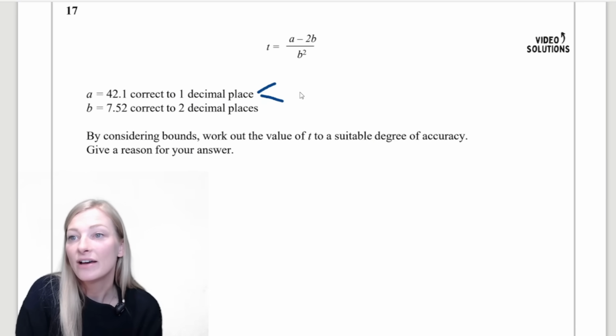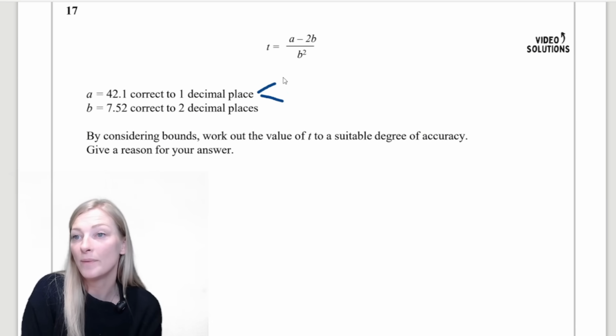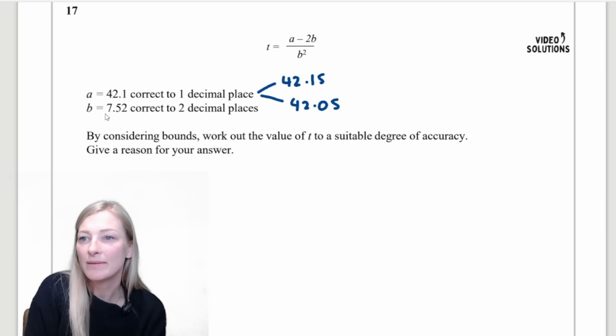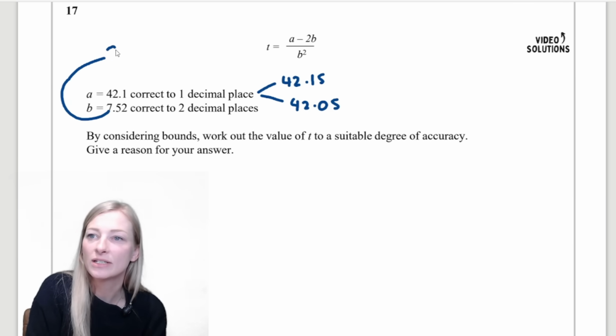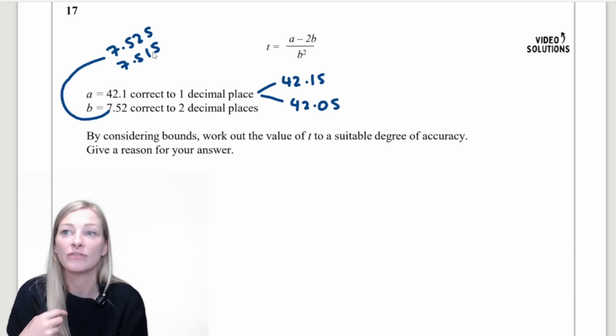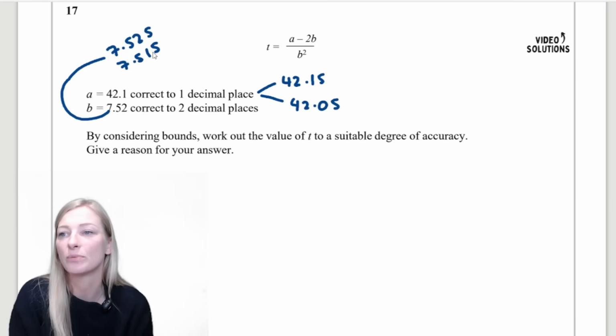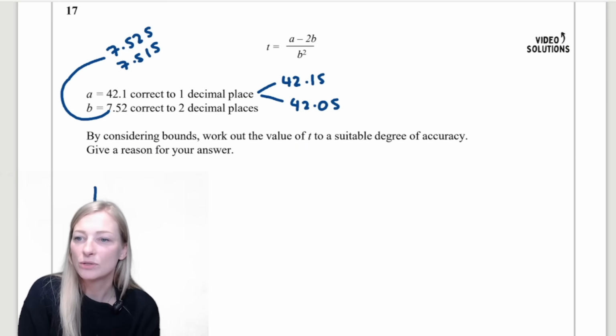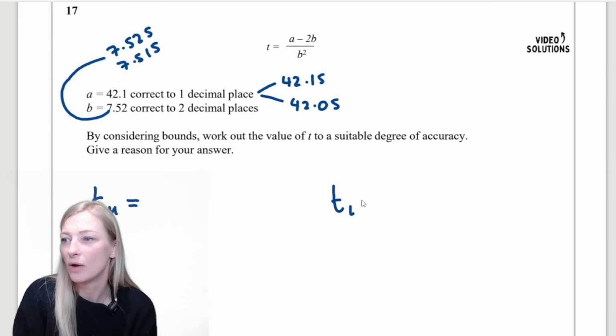So for A, it's been rounded to 1 decimal place, therefore it's been rounded to the nearest 0.1. So we're going to go 0.05 above and 0.05 below. Same for B, but it's been rounded to 2 decimal places, so 7.525, and 7.515 if we go 0.005 above and 0.005 below. Now, by considering bounds, so let's do t upper here, and let's do t lower here.